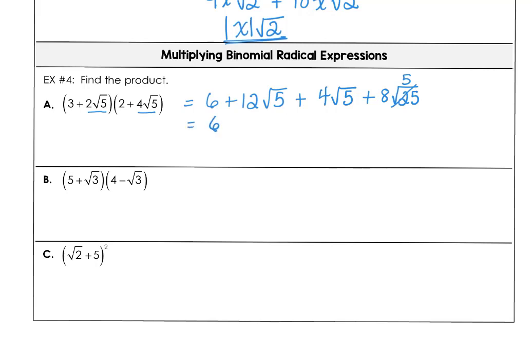So we have 6 plus 40. And then we can add the 12 radical 5 and the 4 radical 5, and that would give us 16 times the square root of 5. And 40 plus 6 would finalize this example with 46 plus 16 times the square root of 5. And that's simplified.